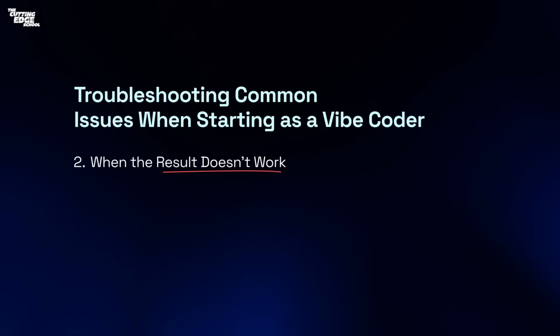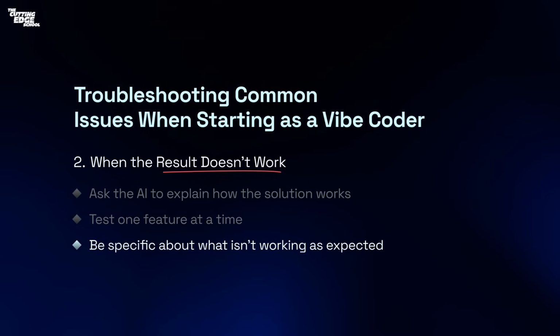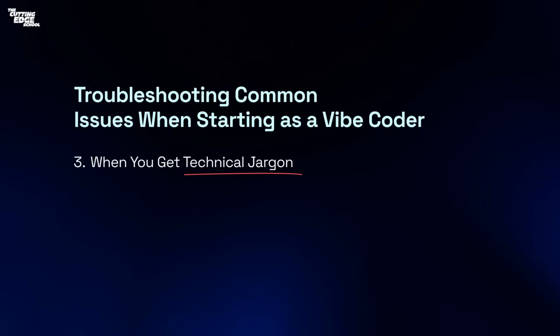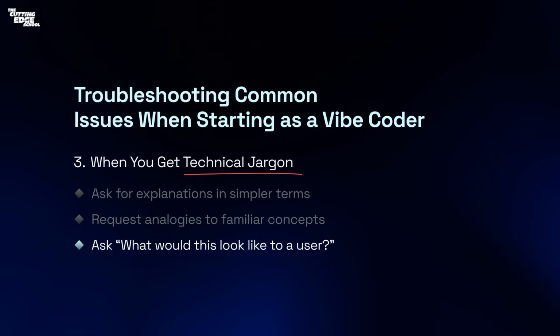When the result doesn't work, ask the AI to explain how the solution works. Test one feature at a time. Be specific about what isn't working as expected. When you get technical jargon and you don't understand it, ask for explanations in simple terms. You can use the template which says, explain to me like I'm 5. You can request analogies. You can ask, what would this look like to a user.